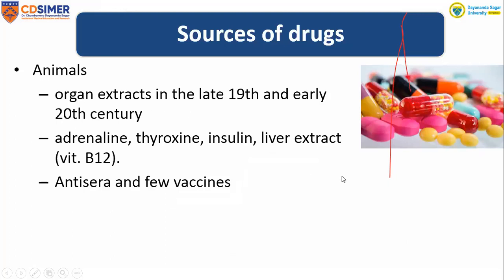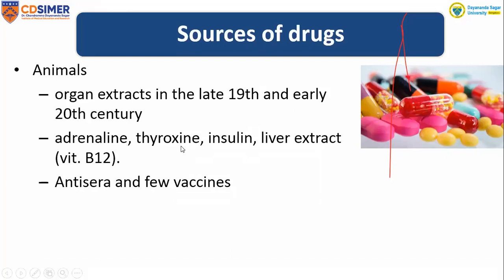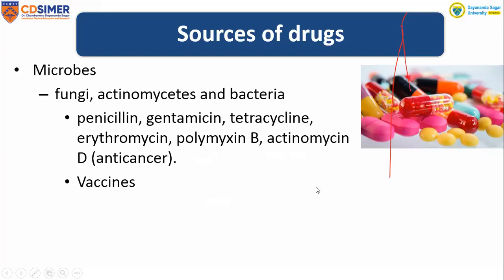Next is animal sources. Okay, animal sources of drugs are organ extracts. They started extracting in the 19th century and 20th century. So in that way, adrenaline, thyroxine, insulin, liver extract like vitamin B12, antisera, and a few vaccines are obtained from animal sources.